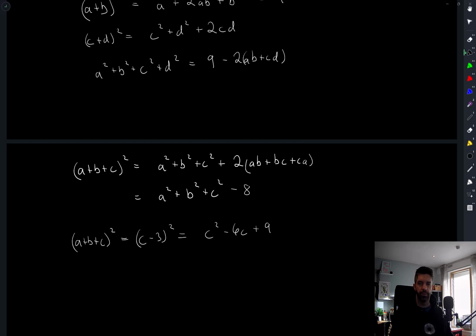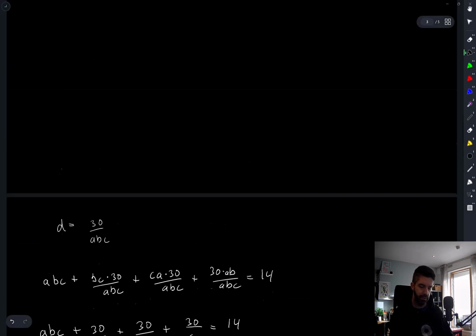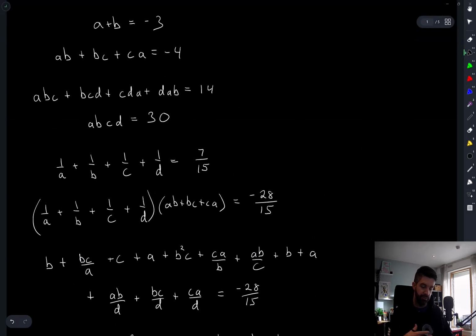So I don't know. I think this is just going to be a long time of me fumbling around with these equations to try and come up with something. So yeah, I don't really know how to do this one.